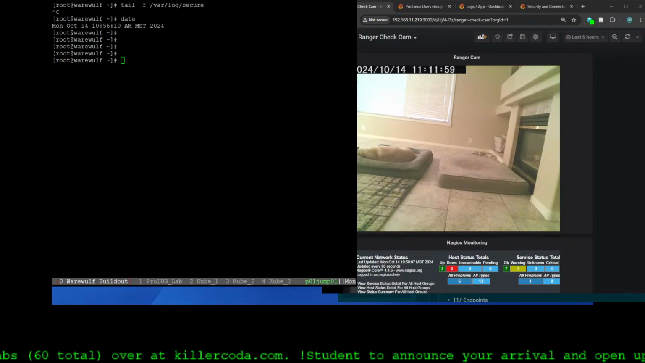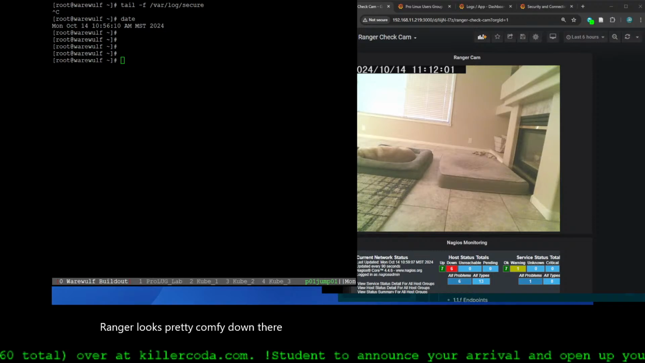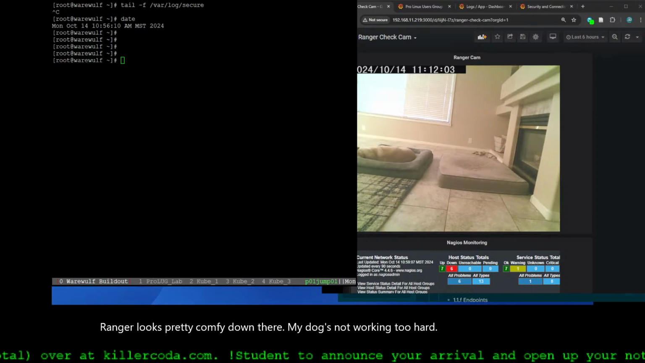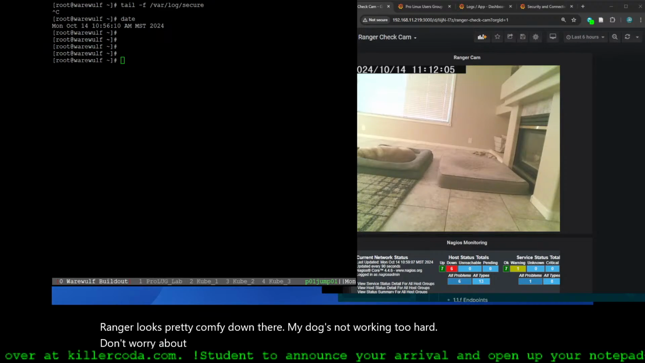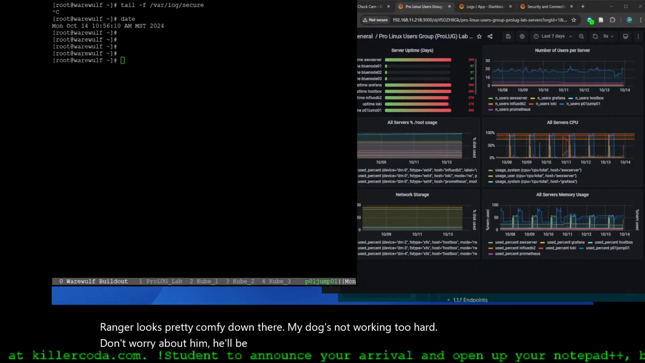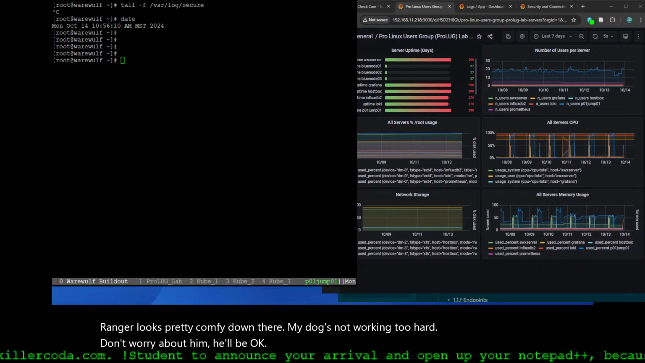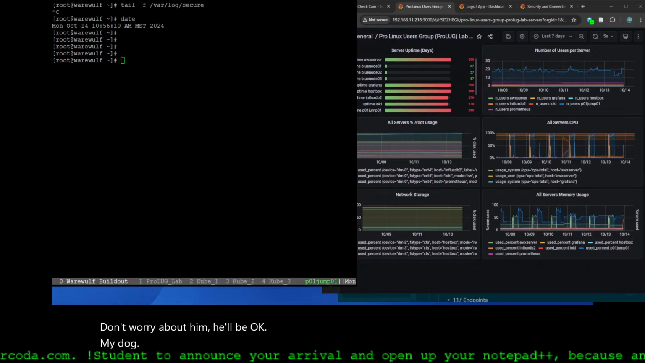Ranger looks pretty comfy down there, huh? That dog's not working too hard. Don't worry about him. He'll be okay. My dog.